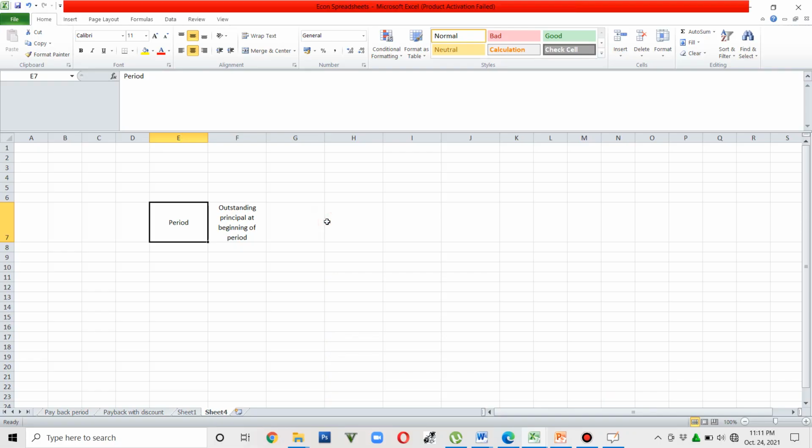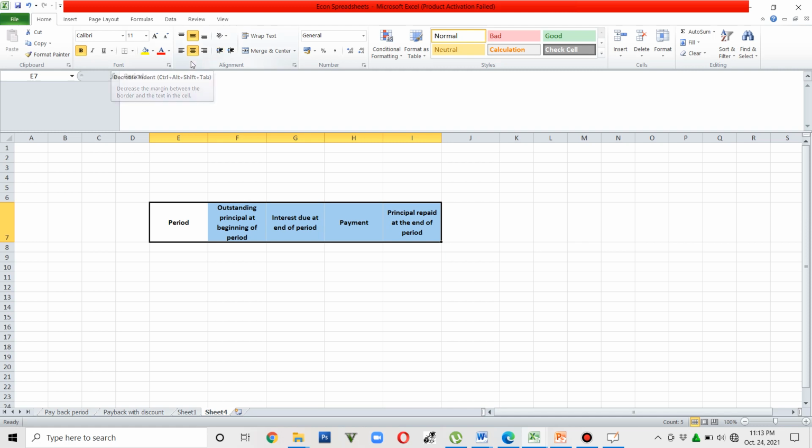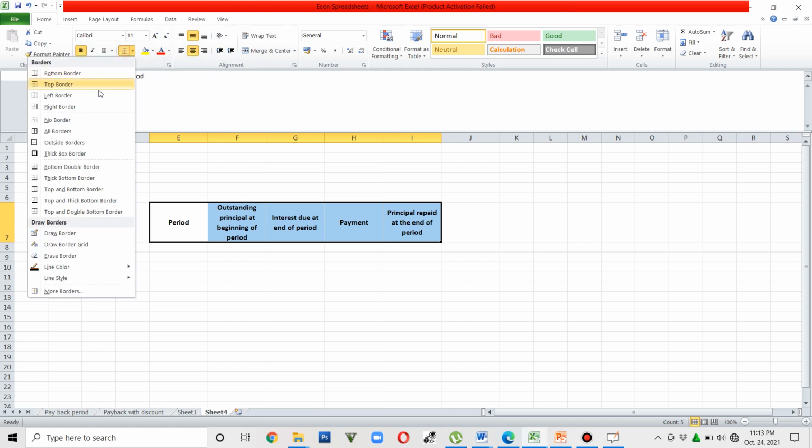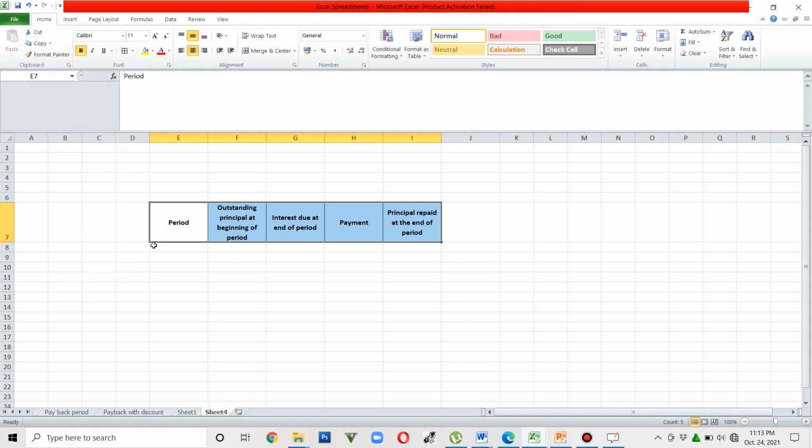Then the outstanding principal at beginning of period, tapos interest due at end of period, then here the payment, then the principal repaid at the end of period. So these are important matrix or part of the matrix on the amortization schedule. So here we will be having 6 periods, diba? 2, 3.